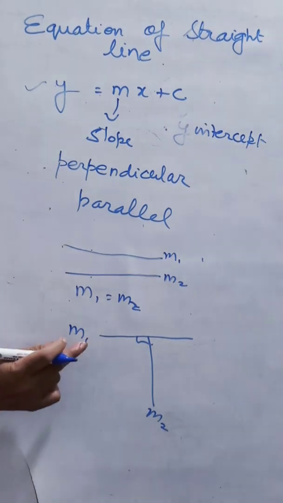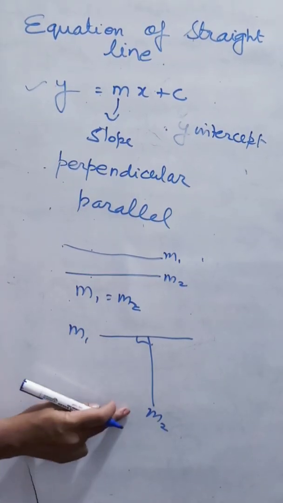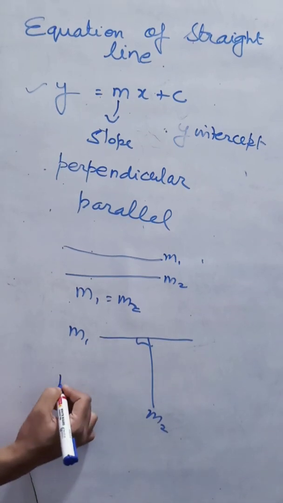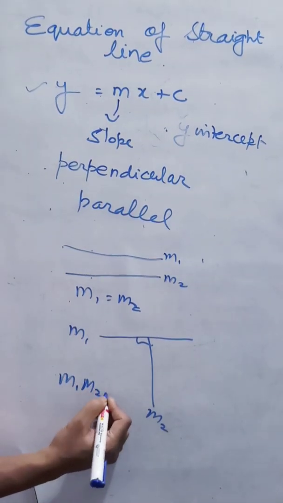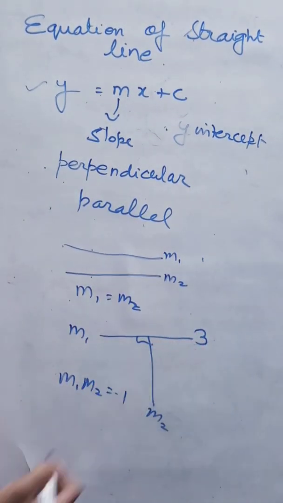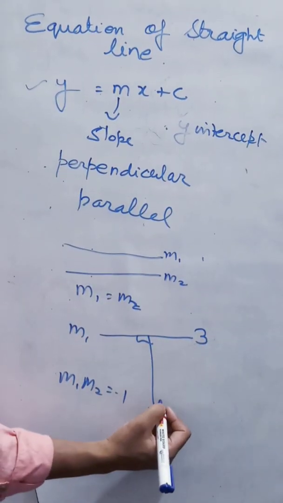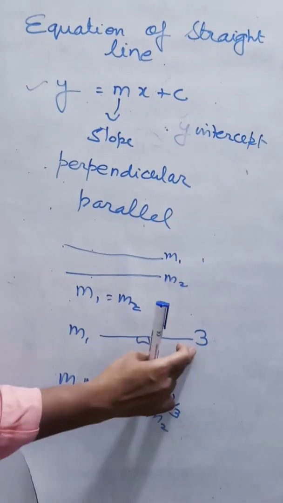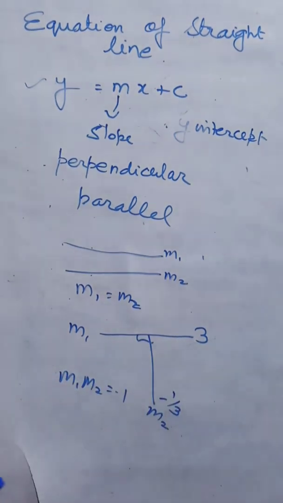So the slopes will be negative reciprocals of each other. Negative reciprocal means m1 multiplied by m2 will give you -1. Suppose the slope of this line is 3, then the perpendicular line's slope will be -1 upon 3. The sign changes and it becomes the reciprocal.